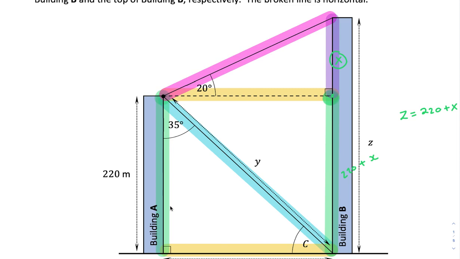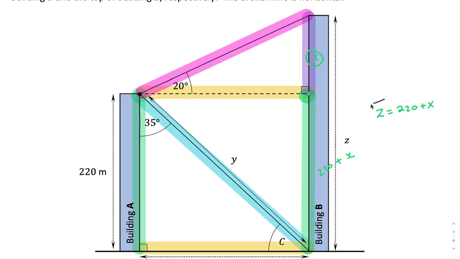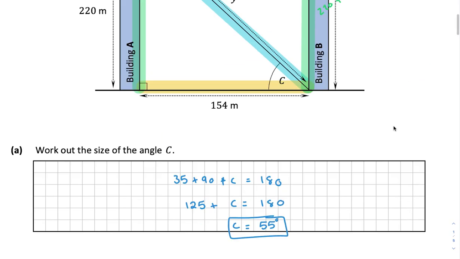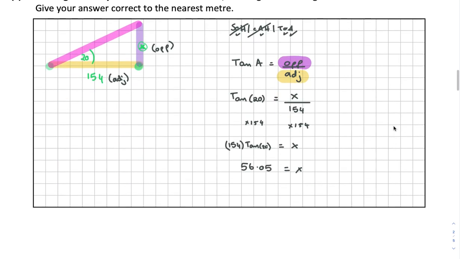But remember what we said at the beginning. This is kind of our clue now. We said that the height of the building is going to be 220 plus x. And now I know what x is. It's 56. So I'm now going to go back down. We're nearly there. We're going to say that z is equal to 220 plus 56.05. You can put in the 0.05, but we're going to round it in a second. So it's going to be 276.05, but because they said correct to the nearest meter, we're going to say 276 meters.